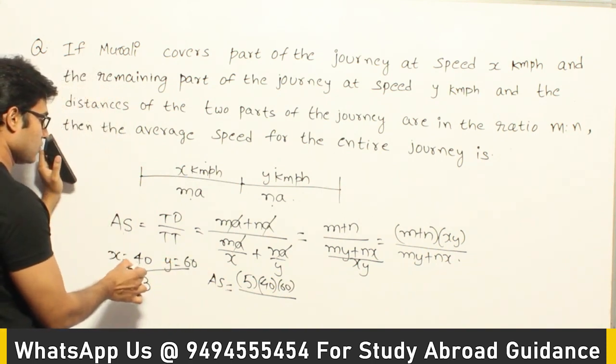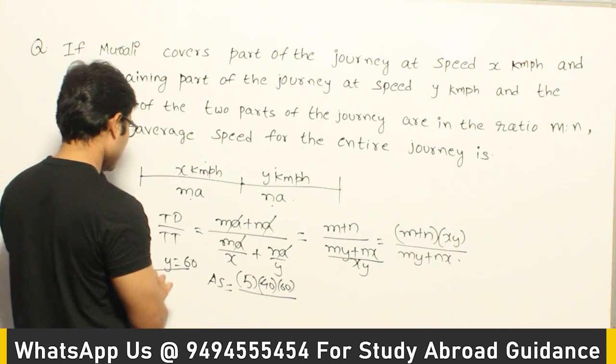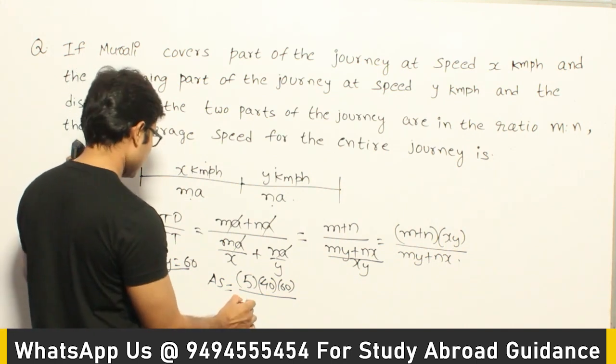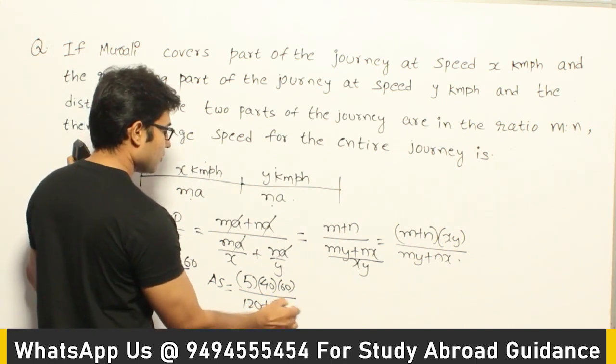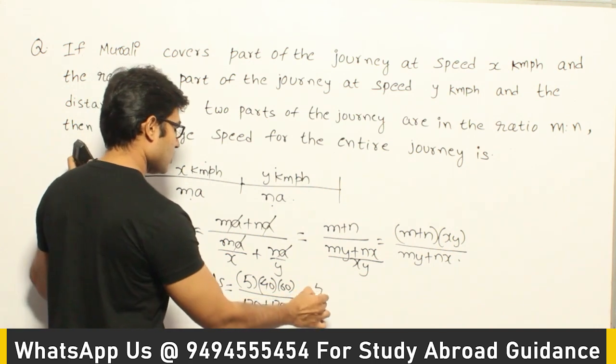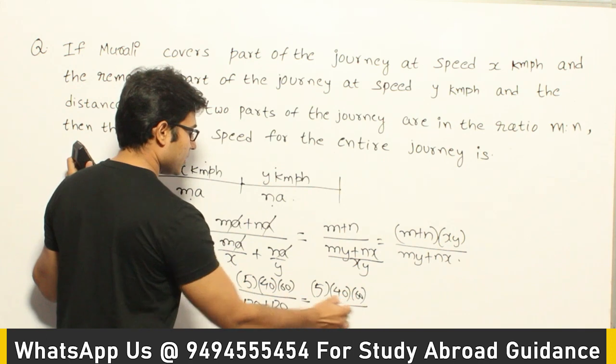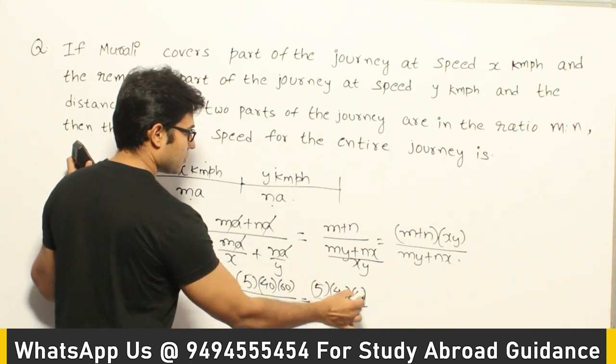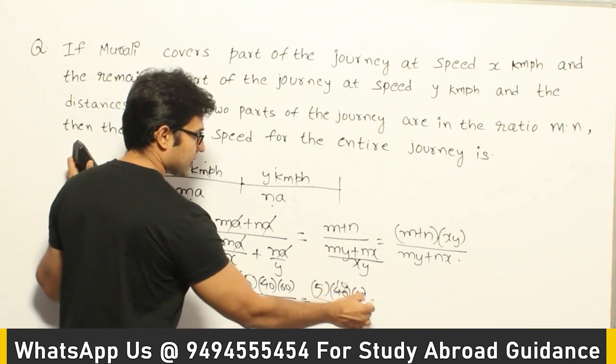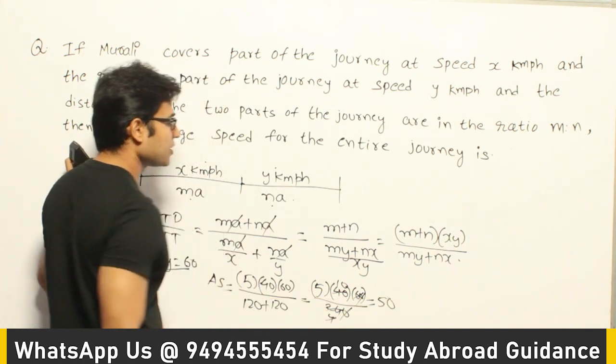So these two and these two I have to multiply: 60 into 20, 40 into 3, which means 120 plus 120, so which is going to be 240. So 5 into 40 into 60 divided by 240, right? So 6 4s are 10s, 50 kilometers per hour is the answer.